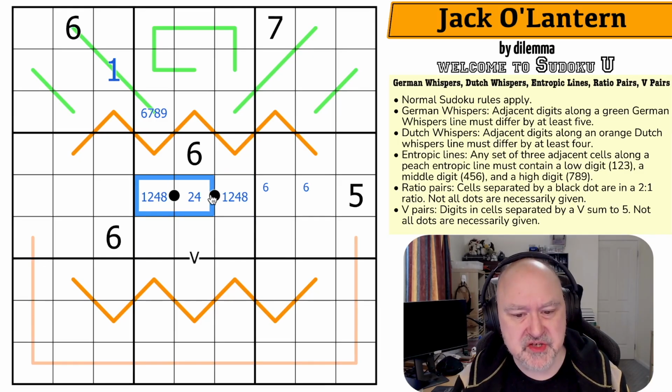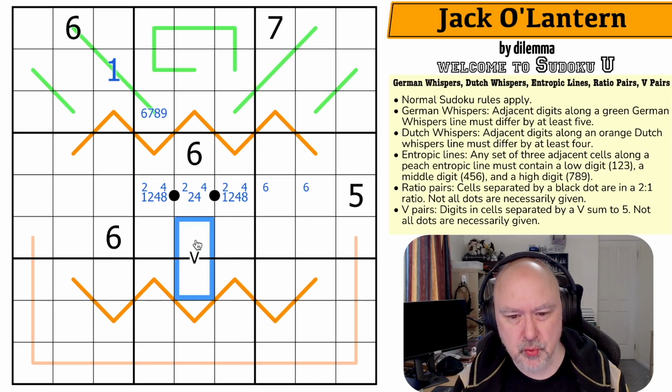Does that actually help me? Well, hang on, there must be a 2 on this. So 2 and 4 must be on this because it's either 124 or 248. So this can't have a 2 or a 4 on it.